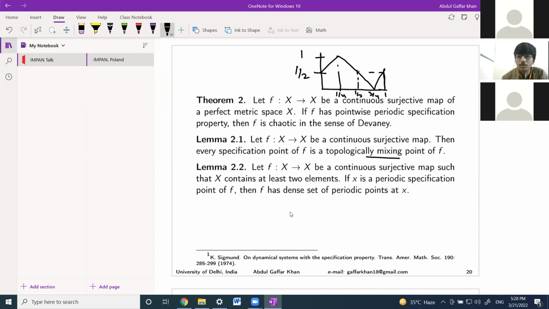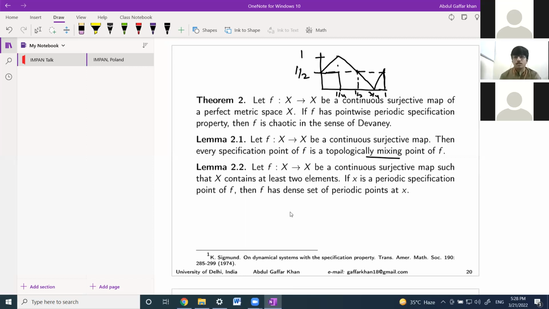So this map is Devaney chaotic, but it does not have pointwise periodic specification property because it does not have topologically mixing property. And from lemma 2.1, we can see that if the map has pointwise periodic specification property, then it is topologically mixing. So the converse of this theorem is not true.